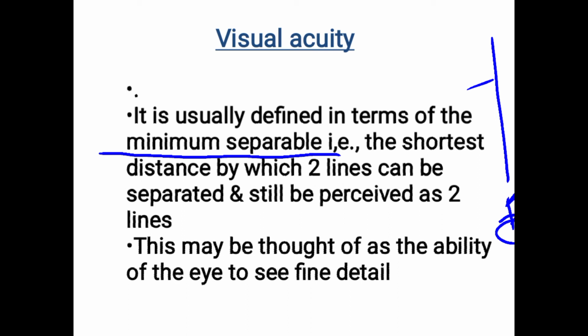But as you look far away, it will look like only one line. That is the shortest distance by which two lines can be separated and still be made out as two lines. When you look far along the track, at one point the two strands join and look like one line. If you go to that point, it looks like two tracks again. That is called visual acuity.